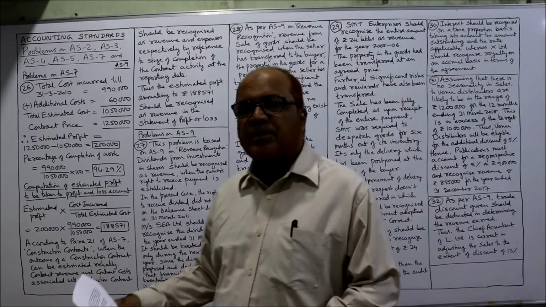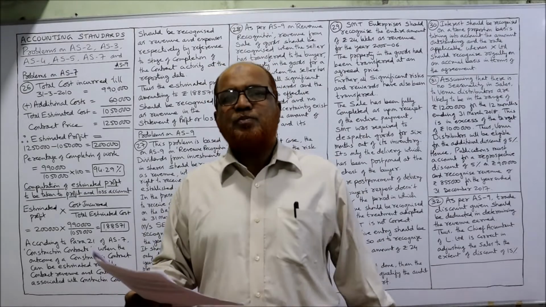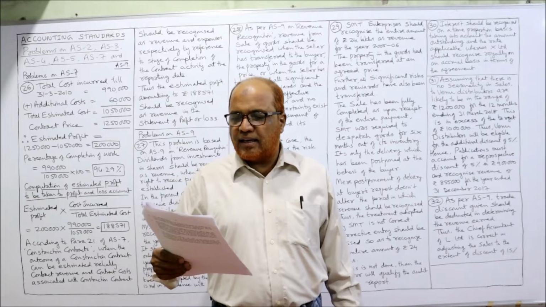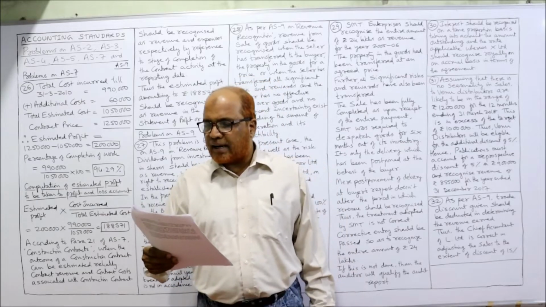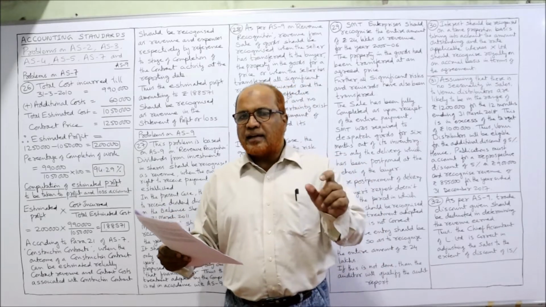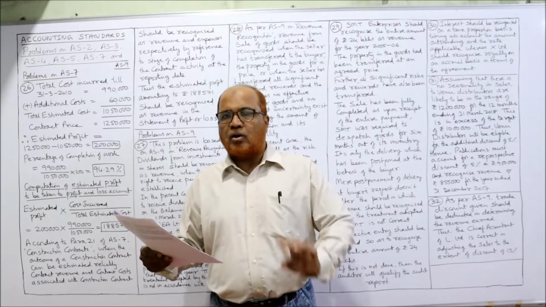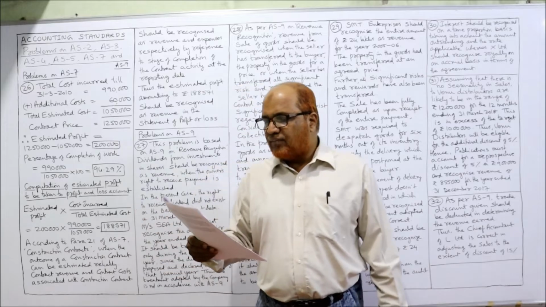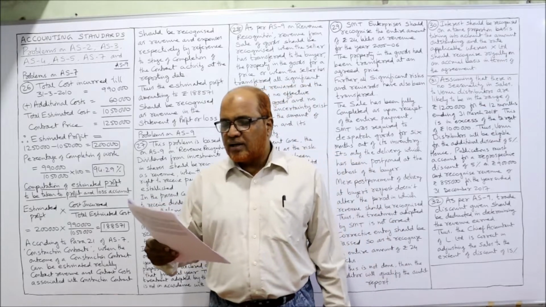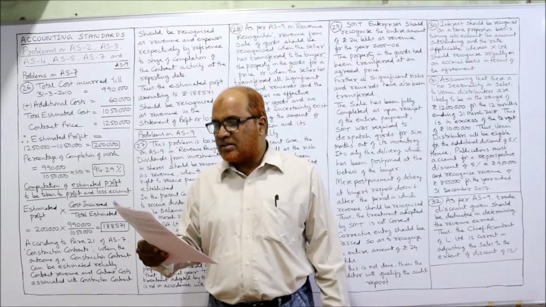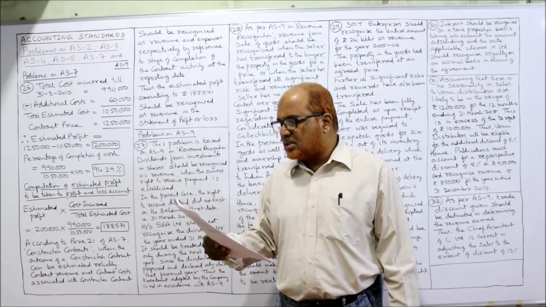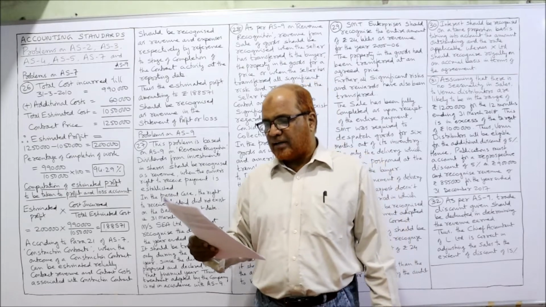Now, see the 26th problem. This problem is based on AS7. An amount of rupees 9,90,000 was incurred on a contract work up to 31st March 2010. So 9,90,000 cost incurred on construction contract. Certificates have been received to the date to the value of 12 lakh, against which 10,80,000 has been received in cash. The cost of work done but not certified amounted to 22,500.